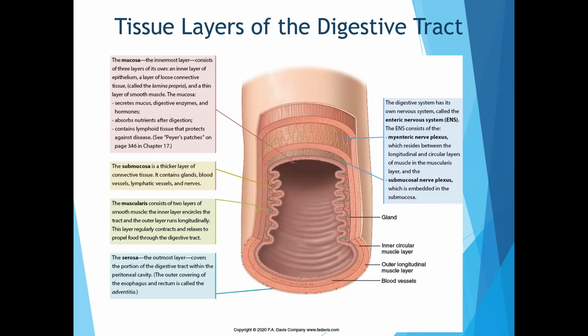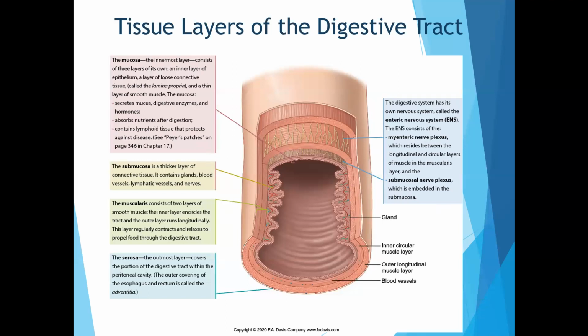Of course, it's called the mucosa because it secretes mucus, but it also secretes digestive enzymes and hormones, which are very important for digestion. So it helps us absorb our nutrients after digestion occurs. And this is what actually contains our lymphoid tissue, our Peyer's patches. And we'll talk about that a little bit more. So the submucosa is a thicker layer of connective tissue. So it's what has our glands, our blood vessels, the lymph vessels, and our nerves are in there too.